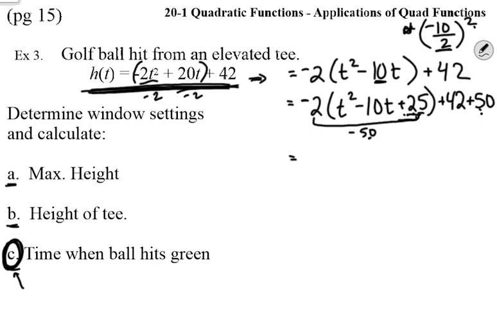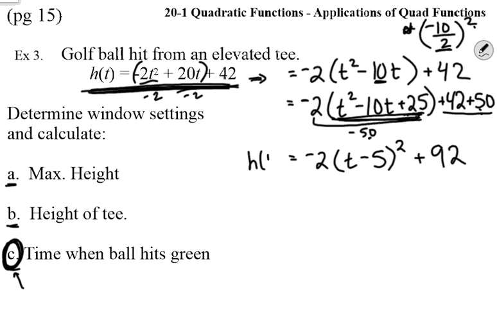I can now factor, because I have a perfect square. This becomes t minus 5 times t minus 5, which is just t minus 5 squared. 42 and 50 is plus 92. So there's what we now have for our vertex form. What can we get from vertex form? Well, the first thing we can get is our 5 and 92, our vertex, our P and Q value.